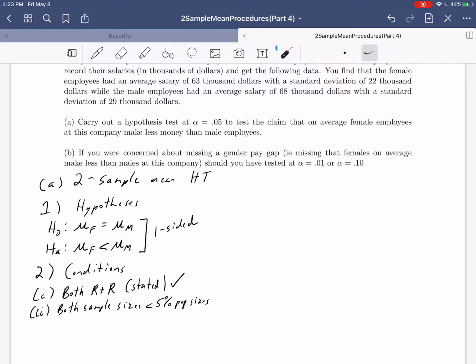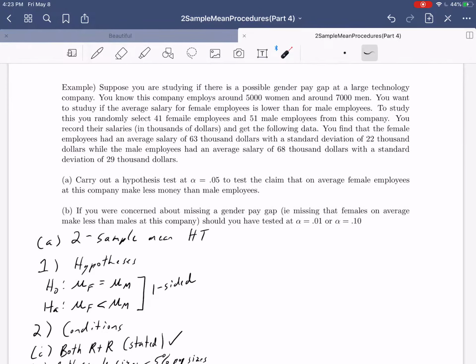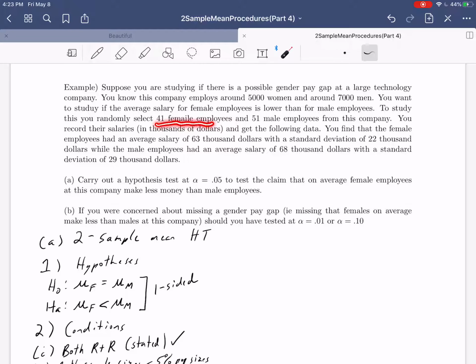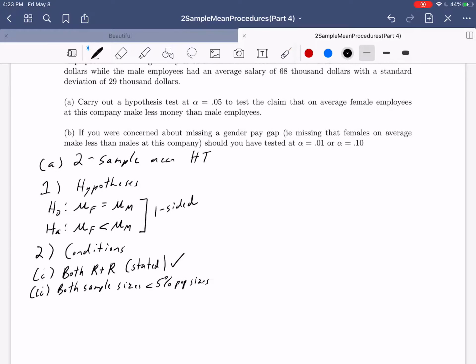Well, as always, remember sample size is guaranteed. You're going to know that. Population size may or may not. In this case, we know that one of our samples was 41 and the other one was 51. But we also know that the populations, the women and men who work in this company, we actually do have an estimate of that. 5,000 women and 7,000 men. So we can check this directly.